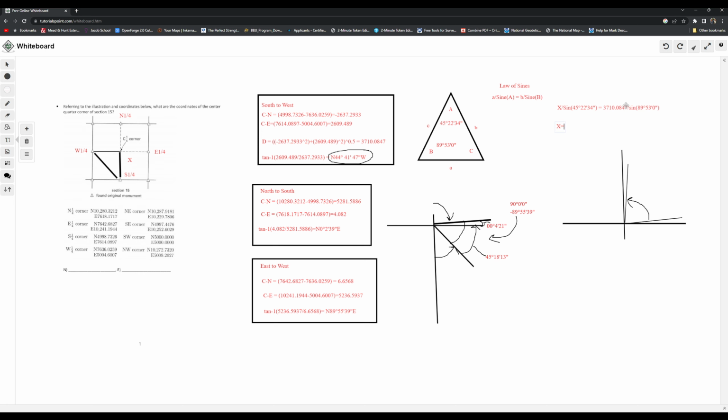So I calculated this by dividing this, which is going to be pretty close to nothing, or the same number. And then I'm going to multiply it by the sine of 45 plus 22 divided by 60 plus parentheses 34 divided by 3600. Right? And that's going to equal 2640.5960. Now, this isn't the final answer, but let's think about this.